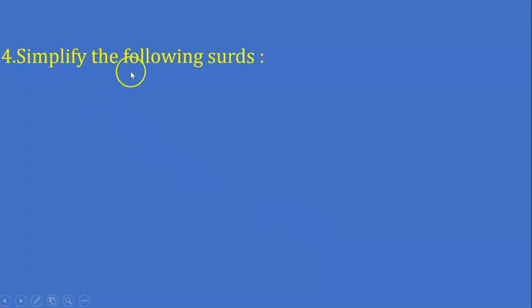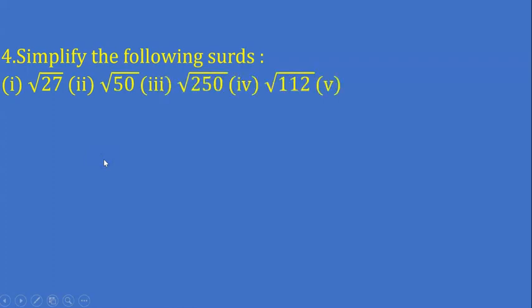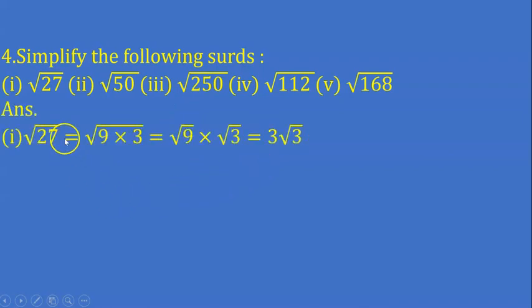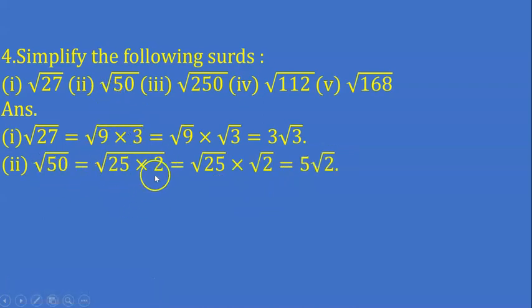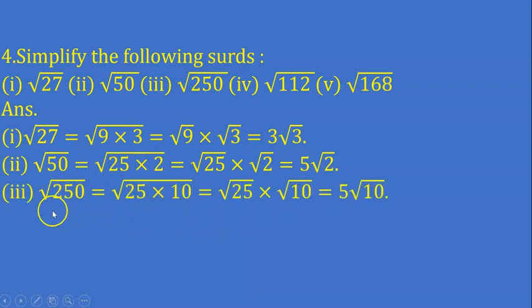Now next, question number 4. Simplify the following surds. The first example: root of 27, root 50, root of 250, root of 112, root of 168. Now the answer. Root of 27 can be written as root of 9 into root 3, and root of 9 is 3. Therefore, you will get 3 root 3 in simplified form. Next, root of 50 can be written as root of 25 into 2, which is root of 25 into root 2. Root of 25 is 5, so 5 root 2.